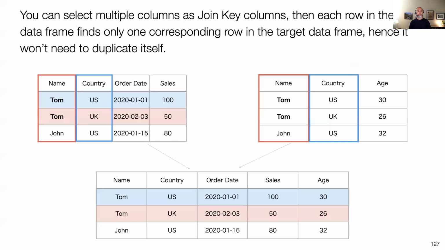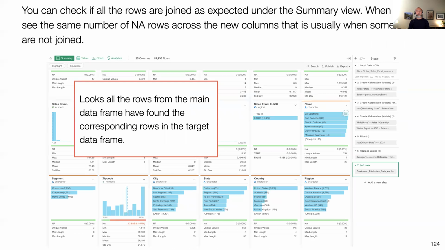Another thing is, when you do the join, I always recommend going to the summary view and making sure the data looks okay. Typically, let's say you want to match with a country name, and most of the country names have found the corresponding rows in the target, but somehow a few rows might be missing. What typically happens is that in the main data frame the country name is US, but the target was using United States or something. In that case, US can't find corresponding rows.